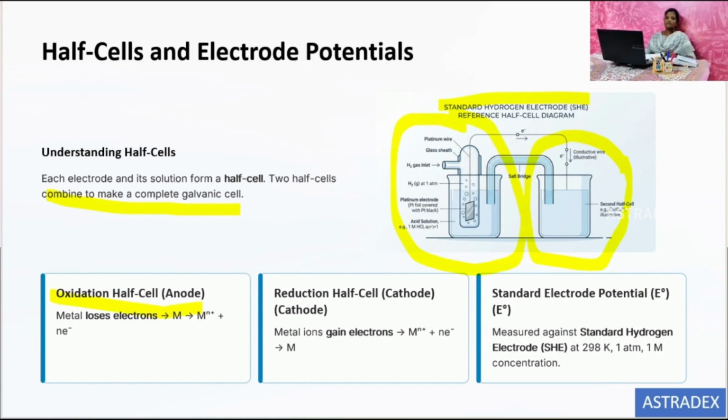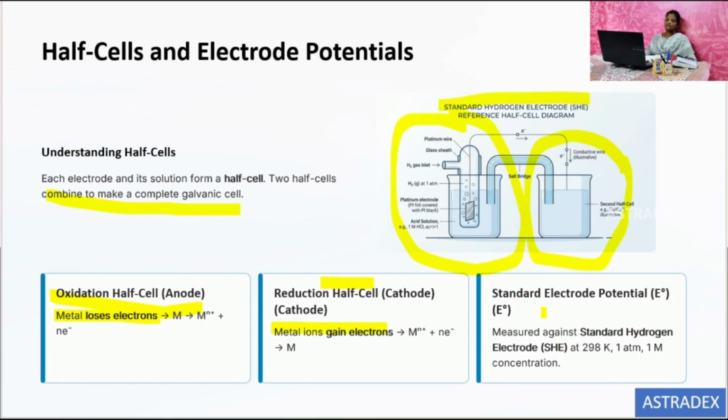Coming to the oxidation half cell, that means losing. Reduction half cell means gaining. Please remember this. Oxidation means loss of electrons. Reduction means gain of electrons. In oxidation, the metal loses electrons. In reduction, the metal ion gains an electron.